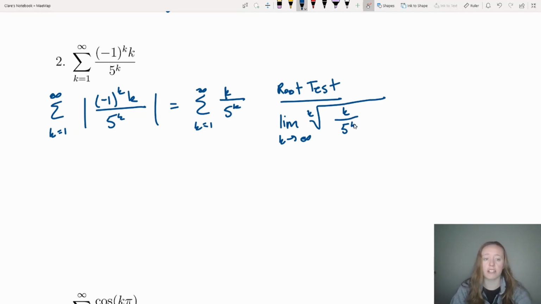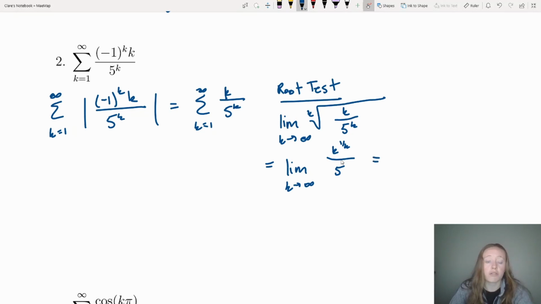We're just going to have to try another test. But let's see what we get. So when doing this limit, we'll get the limit as k approaches infinity of, I'll go ahead and distribute this kth root. So I'll get k to the 1 over k for my numerator and 5 in my denominator.